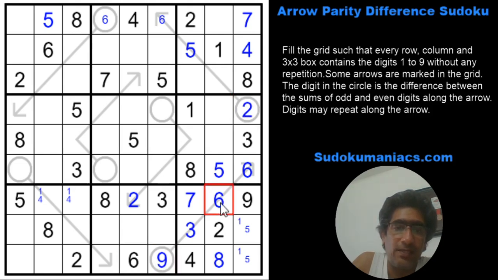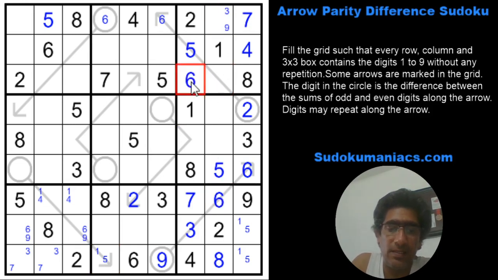So 6, 9, 6, 9. This becomes a 6, 9 pair with a 3, 7, so this becomes a 1, 5, right? Now, how do we proceed further? 6 is locked here, so this has to be a 3, 9. 6 cannot be here, so this is a 6 and a 3, 9.